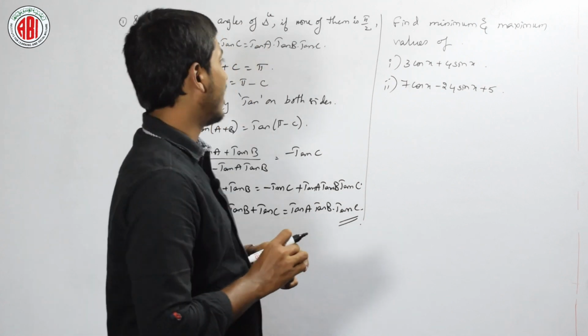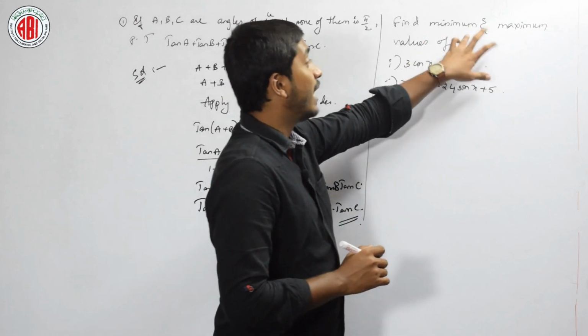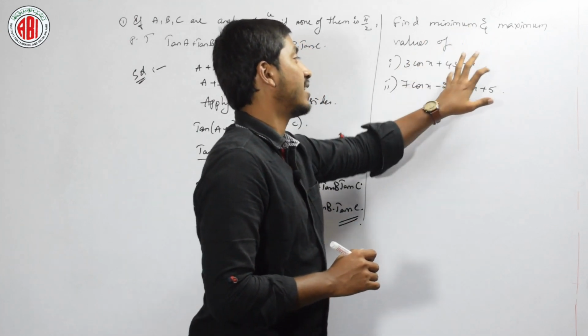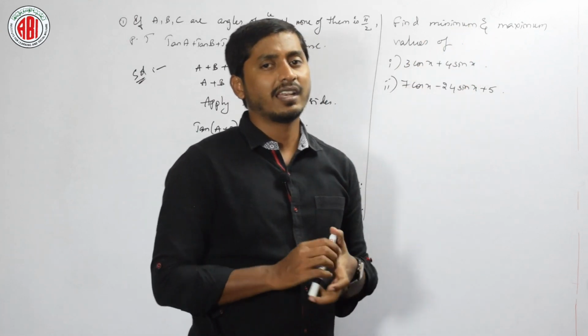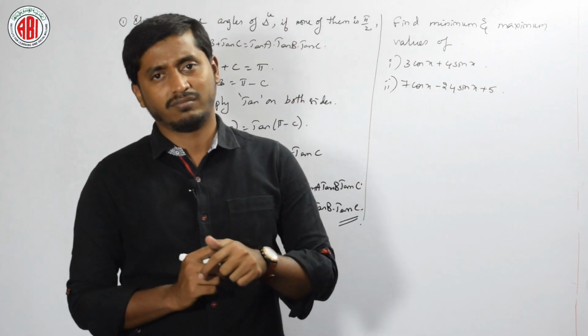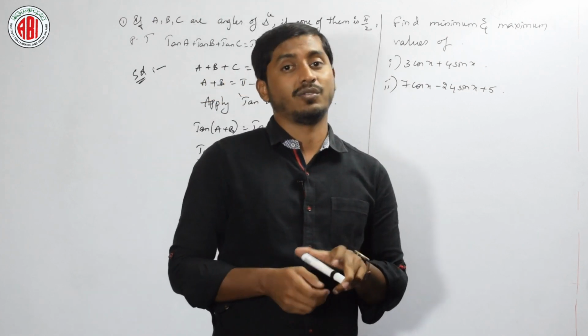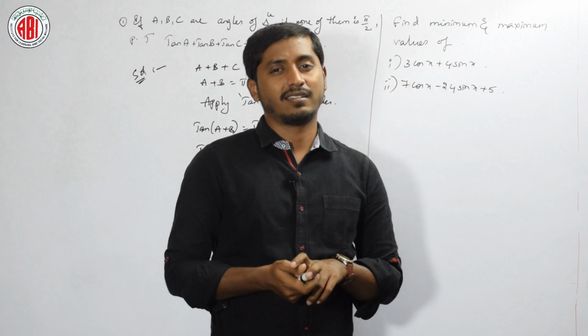Okay. Now see here, there is one more question. He is asking us to find the minimum and maximum values of 3 cos x plus 4 sin x, right. He can also ask the range also. How to find the minimum and maximum values? From where did we get this?